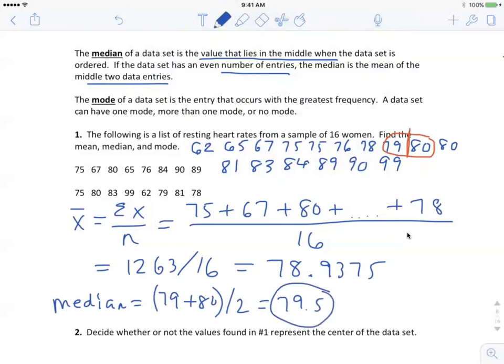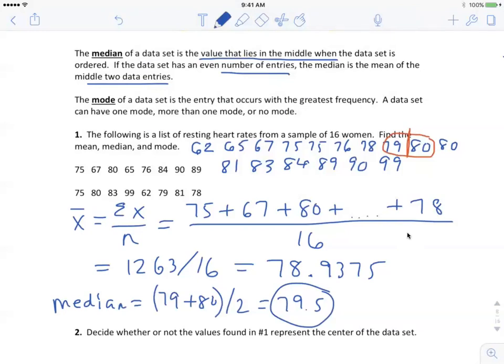Okay. Now, again, if you had 17 numbers, there would be an exact middle one because you'd have 8 to the left, 8 to the right, and then 1 right in the middle. That would be the median. Okay. So that's median, not too bad. The key is ordering the numbers from smallest to largest. Okay, final thing is the mode.